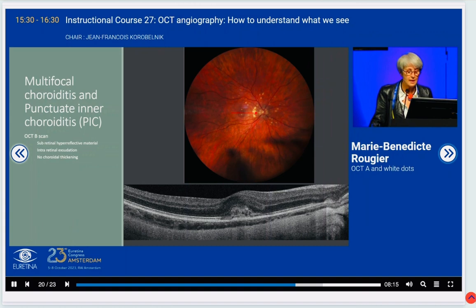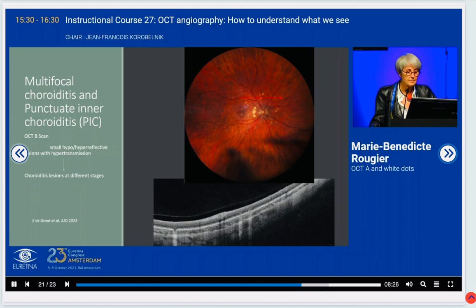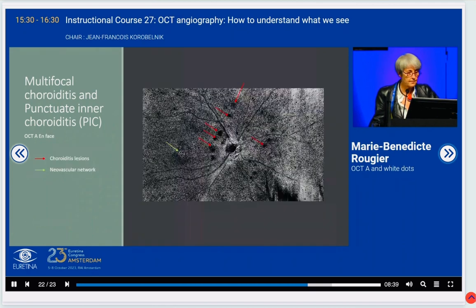But in this case, there is no choroidal thickening, which means that there is probably a neovascularization on a scarred and old lesion of choroiditis. And if you perform a B scan through above, you can see that there are numerous lesions at different stages of choroiditis. And again, if you perform an OCT angiography, you can see on a single image all the choroiditis lesions, and the beautiful neovascular network.